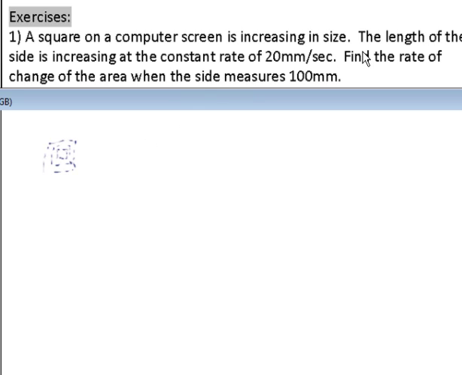All right, continuing with the problem, the length of the side is increasing at the constant rate of 20 millimeters per second. So let's say that here's the square. Let me make it look a little bit more like a square. And let's say x is the length of the side. So we're told that the length of the side is increasing at the constant rate of 20 millimeters per second. So that means that dx/dt is equal to 20.